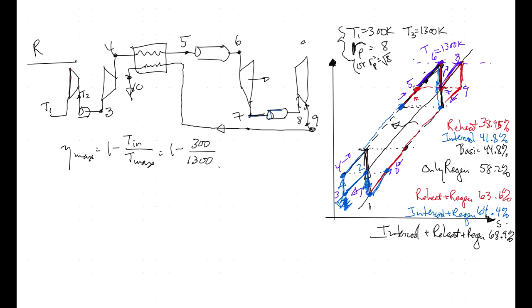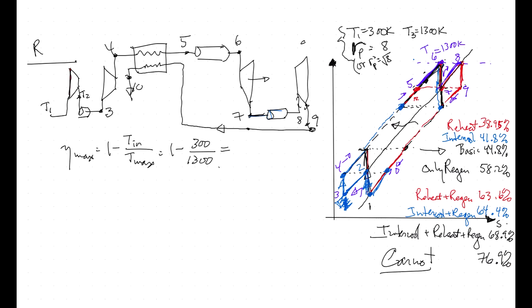And what is this now? That's our Carnot efficiency, 1 minus 300 over 1300, which is 76.9%. So actually, the basic cycle here is 44.8%. The best efficiency we could get is 76.9%. So we have an extra 32 percentage points of efficiency we can get.